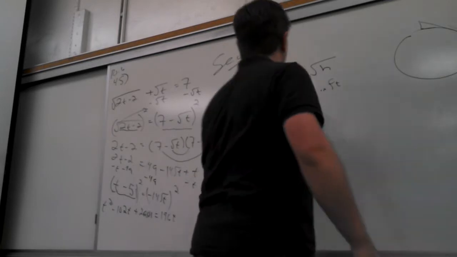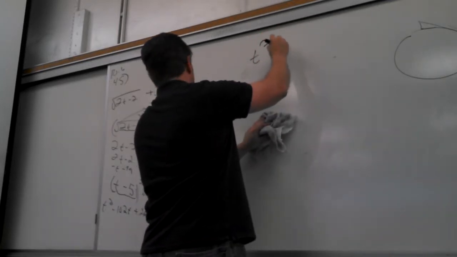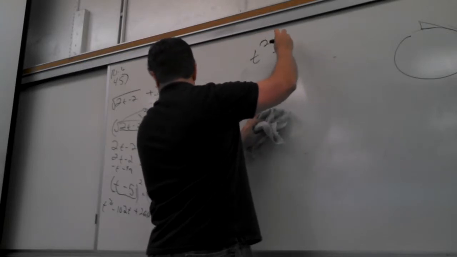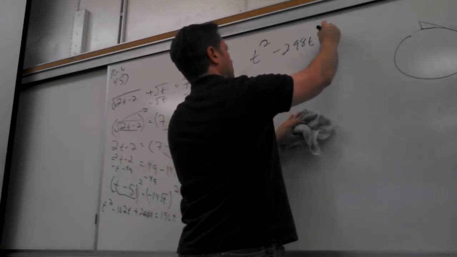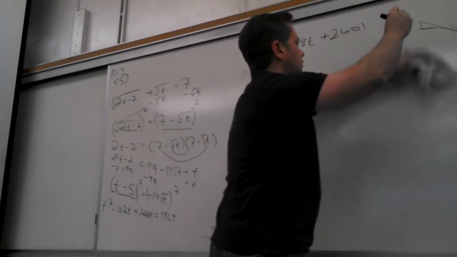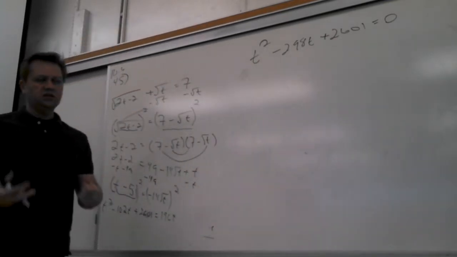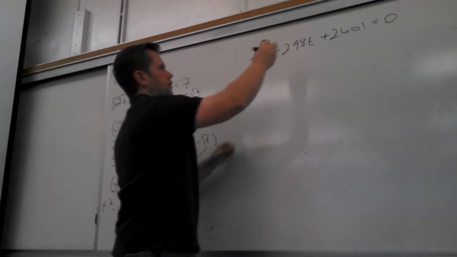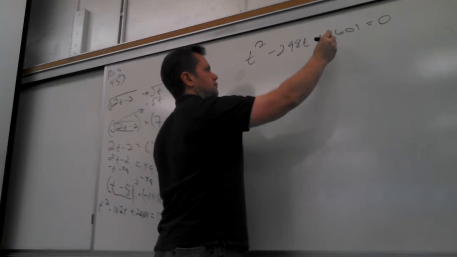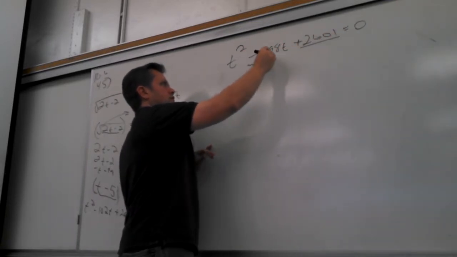So let's see. When I subtract 196t, I end up with t squared minus 298t plus 2601 equals 0. Yeah, that's good. So I need numbers that do what? They multiply to 2,601 and add to negative 298.